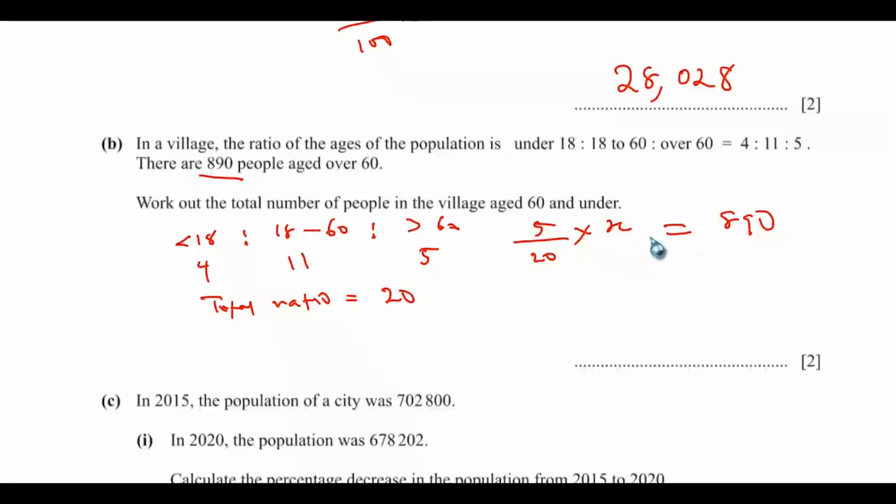By cross multiplying, 5 times x is 5x. So we have 5x equal to 20 times 890. Let's divide both sides by 5 straight away. That means the value of x will be equal to 3560.